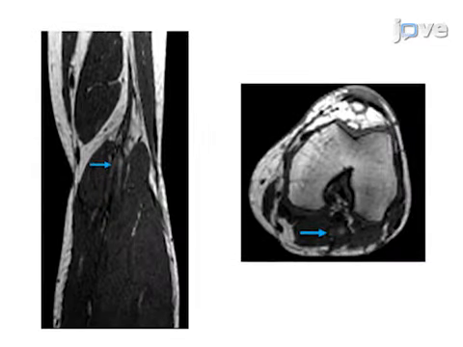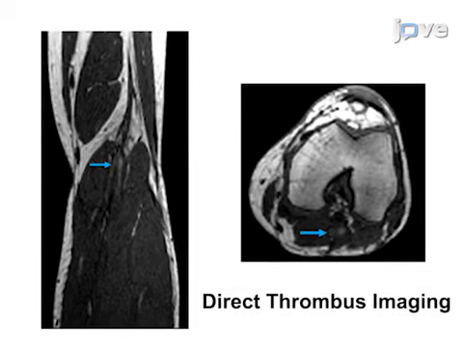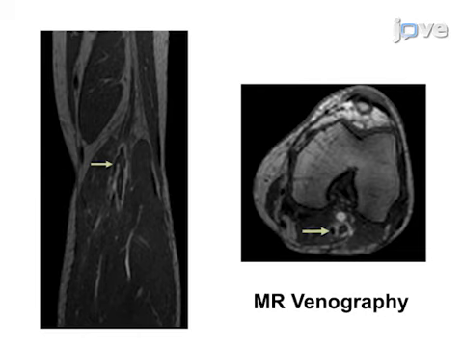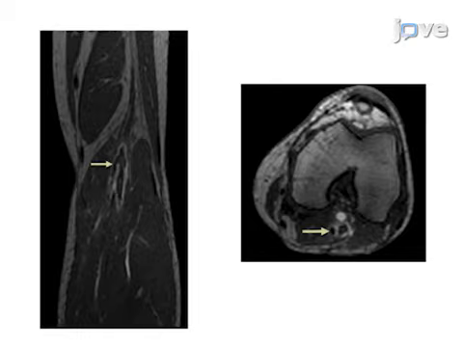Images are acquired using two methods. The first method, called direct thrombus imaging, evaluates fresh thrombus using a 3D T1-weighted gradient echo scan. The second method, MR venography, is performed after the injection of a long-circulating contrast agent and then imaging with another 3D T1-weighted gradient echo scan. This method allows quantification of total thrombus volume.